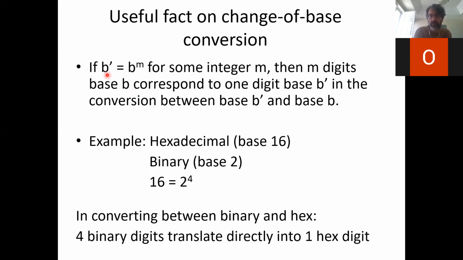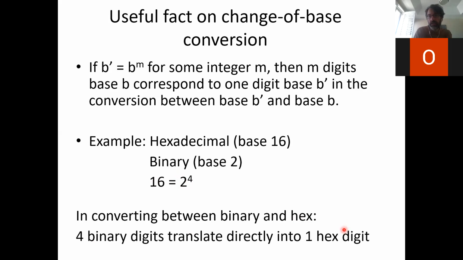And here's the important shortcut. If you have two bases which are powers of each other, then you don't have to do this laborious conversion. The conversion is going to be immediate. Basically, n digits of base B will immediately translate into a single digit base B prime. And the example that we particularly care for here is going between hex and binary. Because hex is base 16, binary base 2, and they're bound by this. And that means that 4 bits, 4 base 2 digits, correspond to a single hex digit, right?